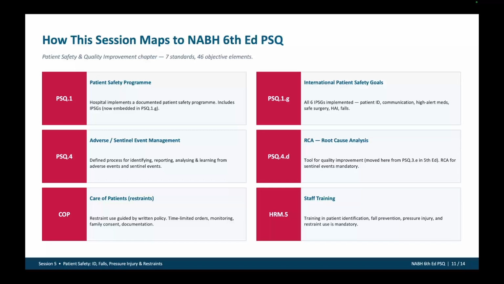International patient safety goals include all 6 IPSGs implemented: patient ID, communication, high alert medication, safe surgery, hospital-acquired infection, and fall risks. RCA, root cause analysis, is a tool for quality improvement. RCA for sentinel events is mandatory. Staff training includes training in patient identification, fall prevention, pressure injury, and restraint use, which is mandatory.